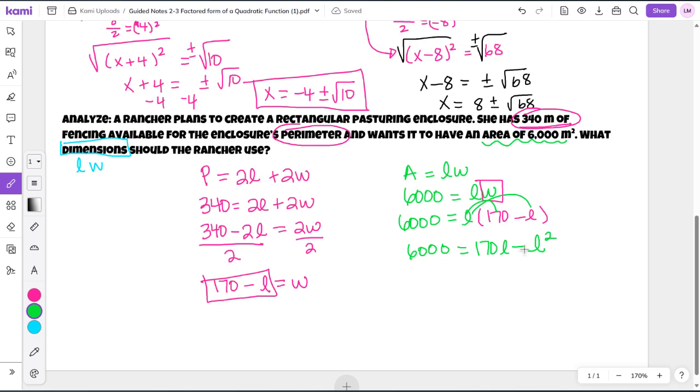Okay, cool. Look, this looks like a quadratic. I'm going to move this stuff over here. So L squared minus 170L plus 6,000 equals 0. Okay, so I'm going to factor this or complete the square and finish this. I don't think that half of 170 squared is 6,000. So I'm going to divide 170 by 2, and then I'm going to square it. So 170 divided by 2 is 85, and 85 squared is not 6,000. So I'm going to move that over.